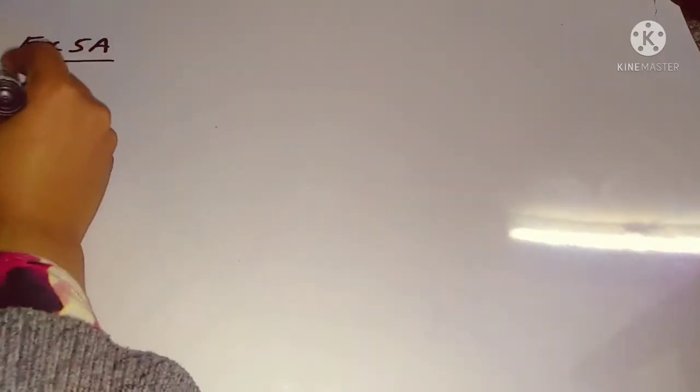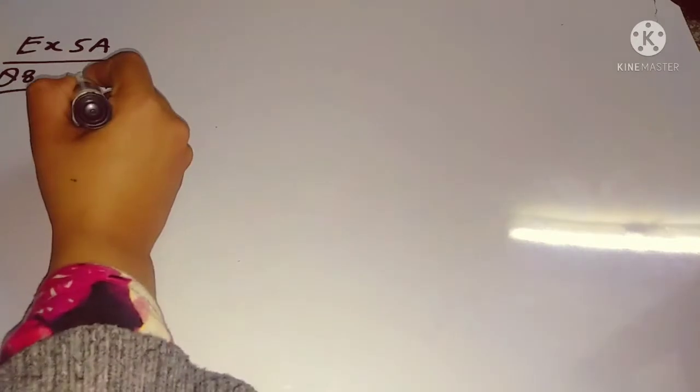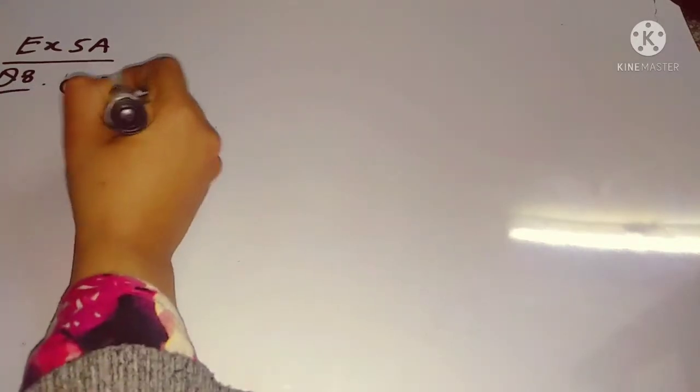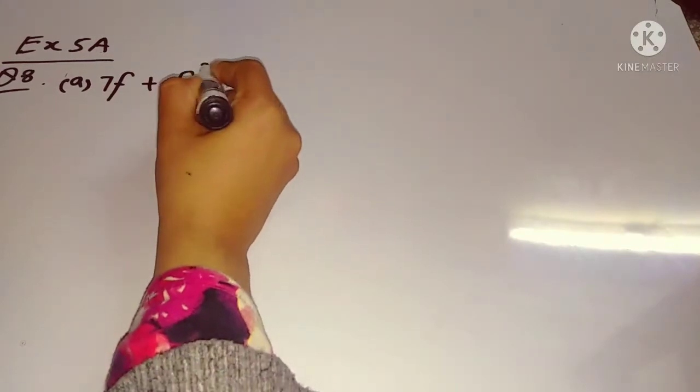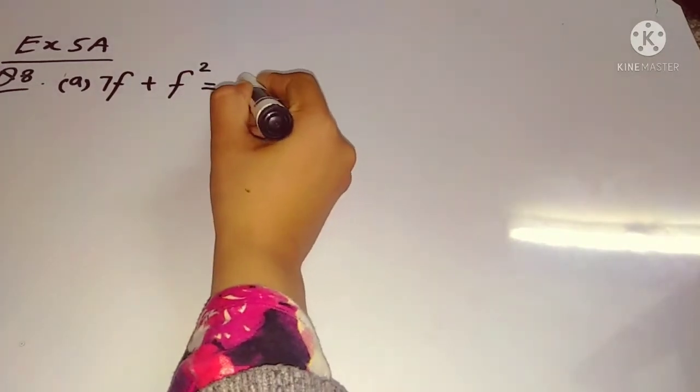So this is exercise 5A and I'm explaining question number 8. Part A is 7f plus f square is equal to 60. Okay, so this is the equation. Question number 8, part A is 7f plus f square is equal to 60.